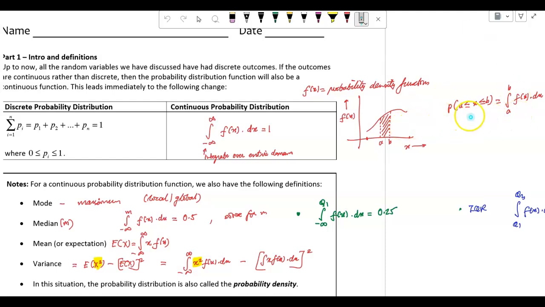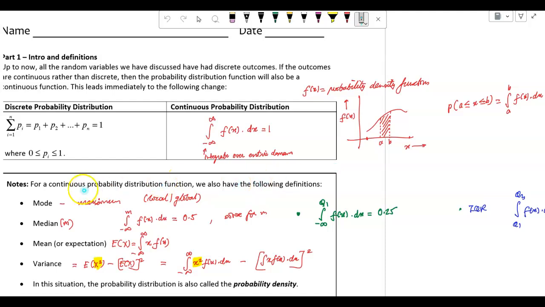The usefulness of this probability density function is to find the probability between two values. If you want to find a probability between A and B, obviously within the domain, you do a definite integral of the function between those two values, and this area will give you the probability that the event happens between A and B. That's the whole idea basically.